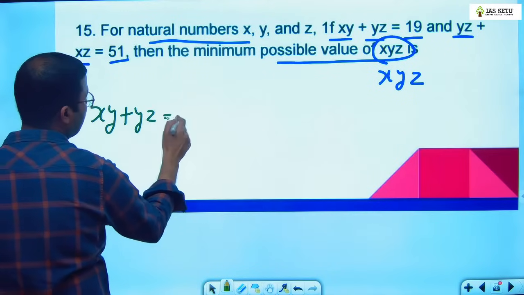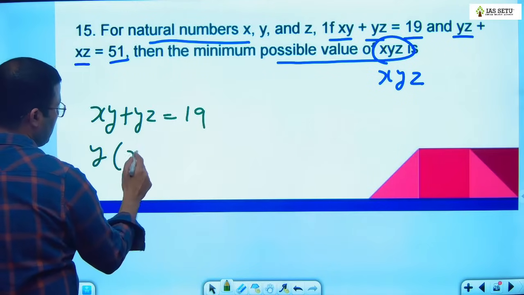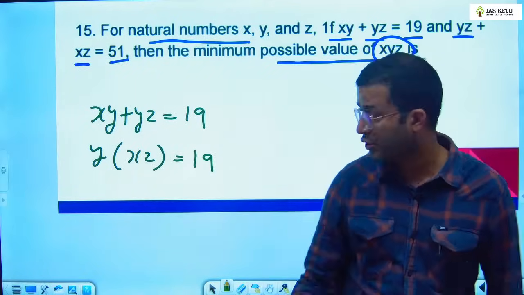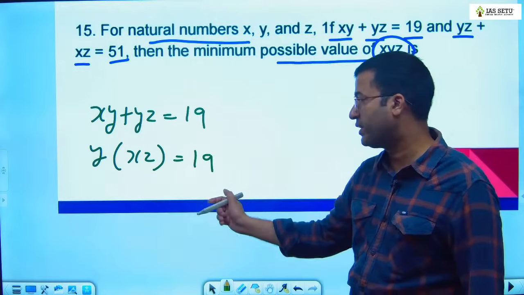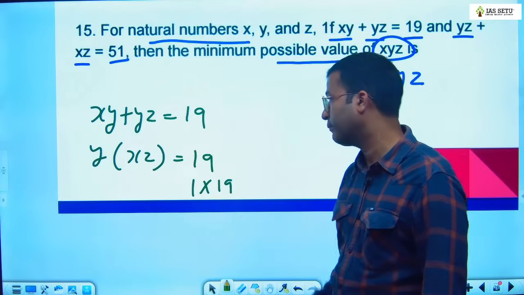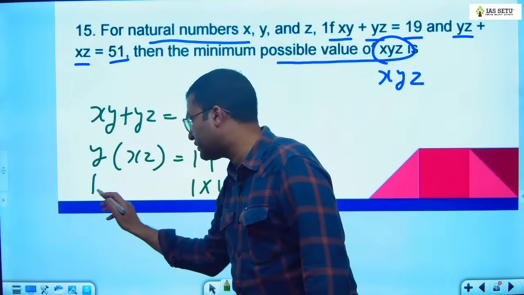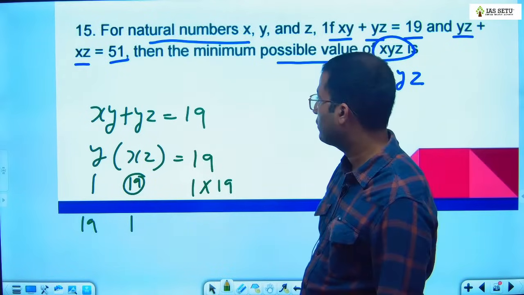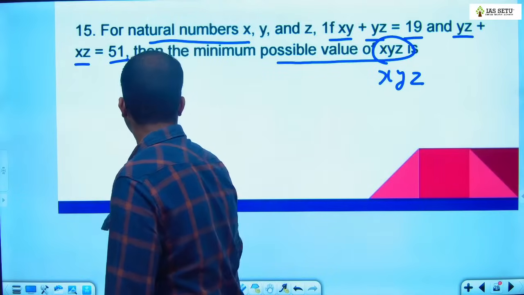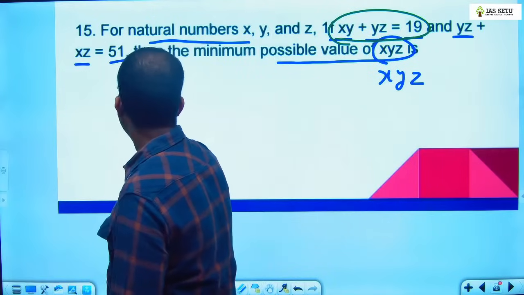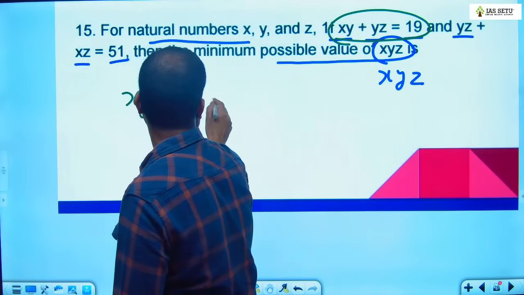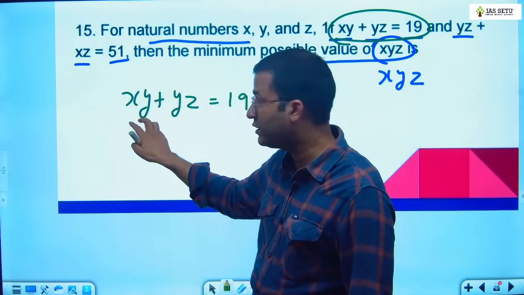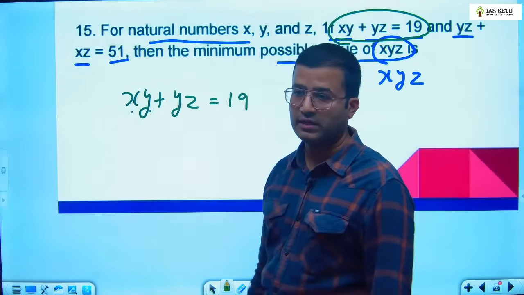xy plus yz is 19. Take y common, y times (x plus z) is 19. We have to make factors. We can't take decimals because x, y, z have to be natural numbers. How can you break 19? 1 into 19. There is no other possibility. So there are two possibilities: y is 1, then x plus z is 19, or y is 19, then x plus z is 1. xy plus yz is 19. x multiplied with y. Okay, you are getting confused. It is not a 2-digit number. No, x into y.